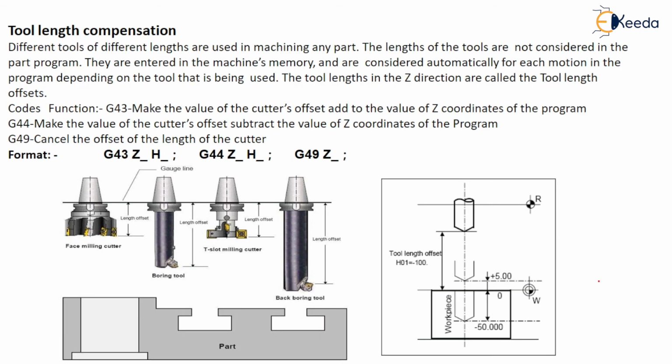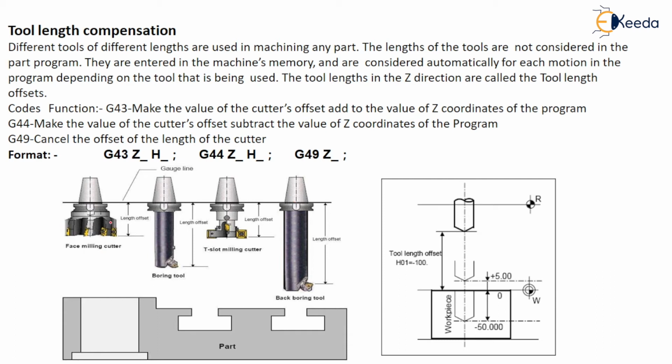Tool length compensation. Different tools of different lengths are used in the machining of any part, and the lengths of the tools are not considered in the part program. They are entered in the machine's memory and are considered automatically for each motion in the program, depending on the tool that is being used. Tool lengths in the Z direction are called tool length Z. For example, if you observe the face milling cutter, this is a reference line and there is a tool offset because different shanks are there for every type of tool. Okay.